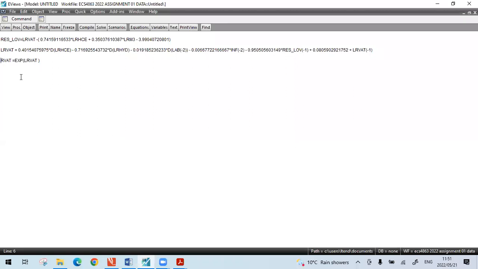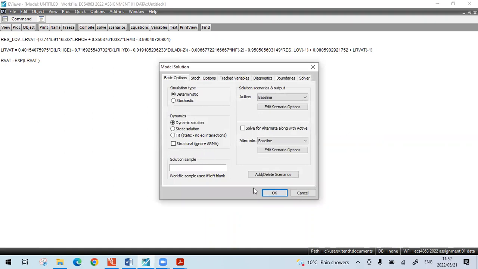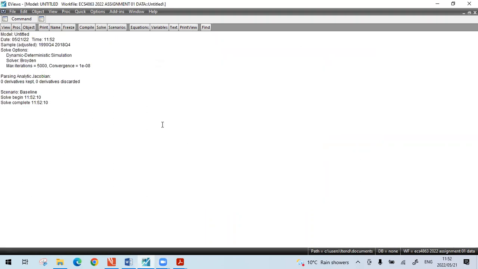Next week, we need to have this class. I'll show you how to do it after you've submitted your work, but this is correct for now. When you're done with this, you just go to solve somewhere here. Then you say, yes, you want to modify, it's deterministic, no longer stochastic. Then you click on OK. It's done.